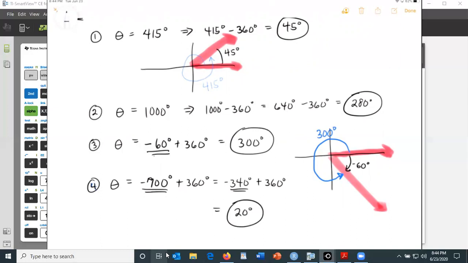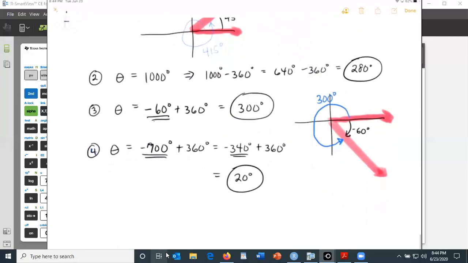So an angle of negative 700 degrees, it sounds really big, but it's no different than 20 degrees. It's a very small angle, just rotate it around a few times. And remember, it just rotates around a few times, and it just ends up in the same place as a 20-degree angle.